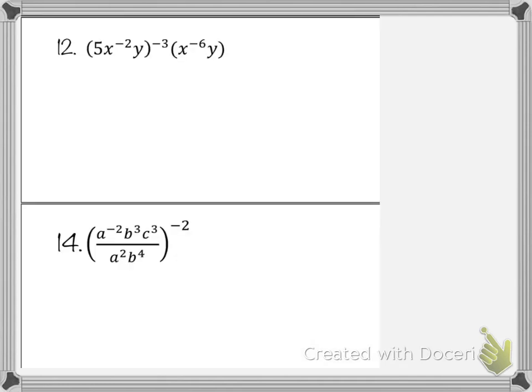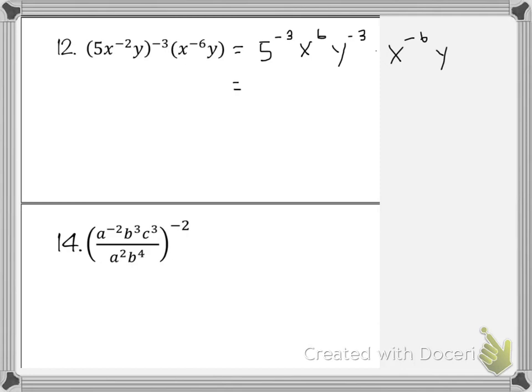Okay. All right, what about this one here? Okay, I've got 5 to the negative 5x to the negative 2 power y. All of that raised to the negative 3. So I need to simplify that first. Okay, so I'm going to have 5 raised to the negative 3, and this is where you multiply. X to the negative 2 times negative 3, which is a positive 6. Y to the 1st raised to the negative 3, so that's going to be y to the negative 3 power.